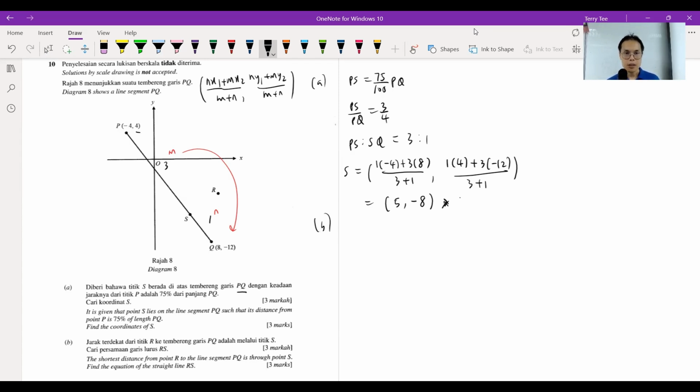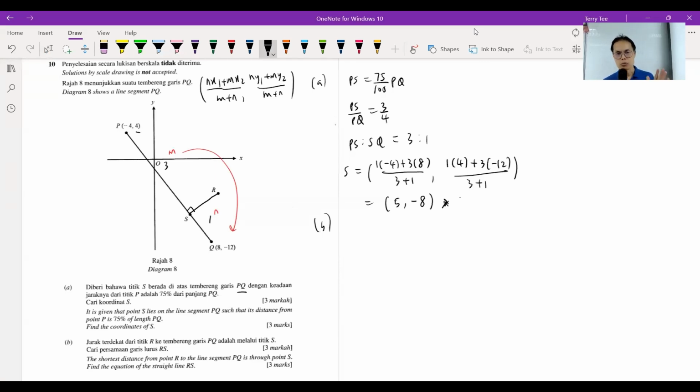Next one. Jarak terdekat dari titik R ke tembiring PQ adalah melalui titik S. So jarak terdekat is a perpendicular distance. Perpendicular distance, yeah, means it must be 90 degree here, berserenjang. Okay, you're supposed to find the equation, cari persamaan garis lurus RS.